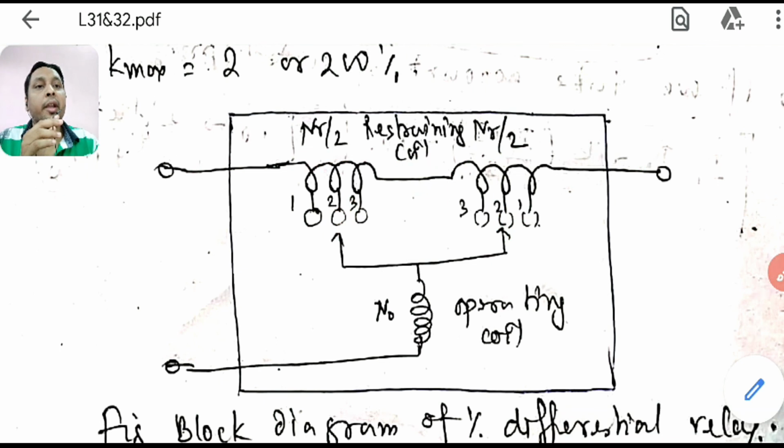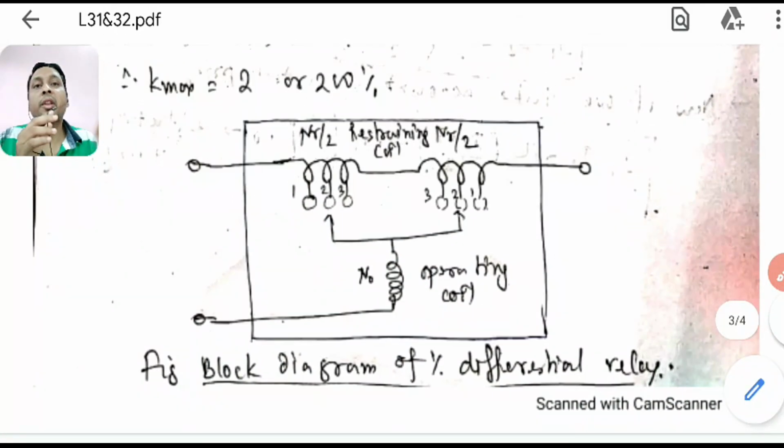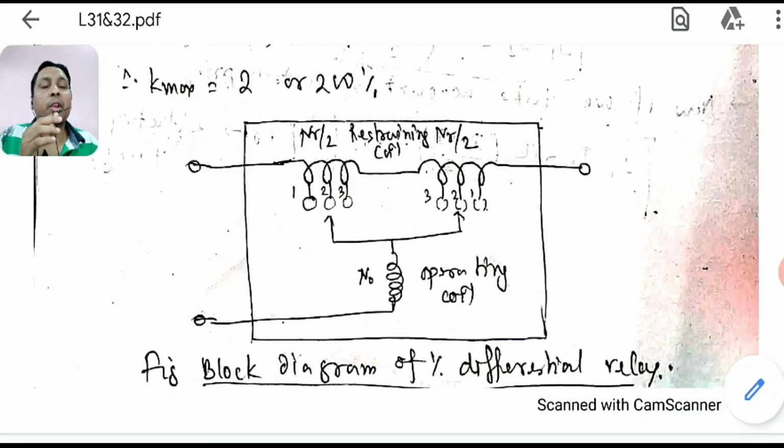So this is the block diagram of this percentage bias differential scheme. Next day we will be solving a numerical on differential protection on a transformer.